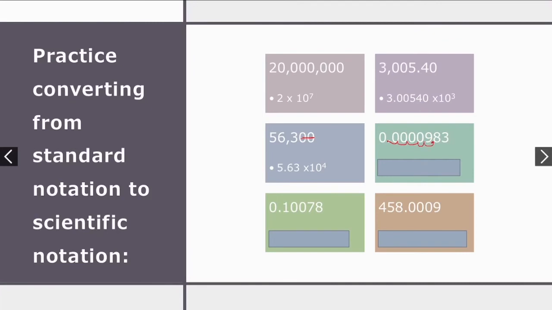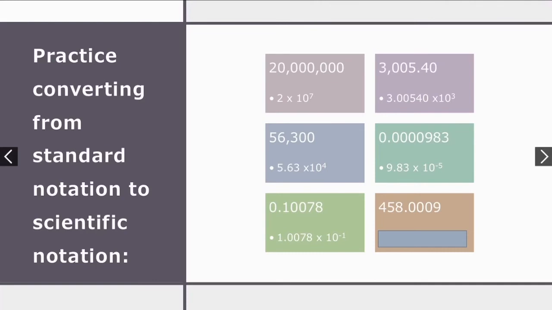And that gives me a number between 1 and 10, 9.83. All right, 9.83 times 10 to the negative 5th. So there we go, there's my answer. And then this one right here, we're just going to move the decimal 1 space because all the other digits are significant, and that's how I get that number between 1 and 10. So my answer is 1.0078 times 10 to the negative 1st power.